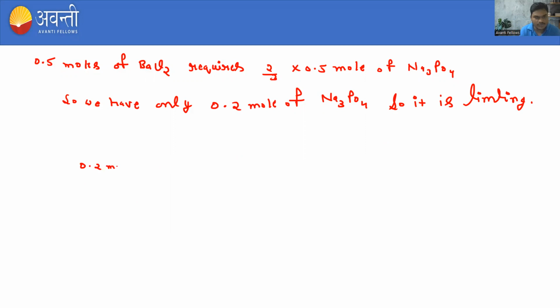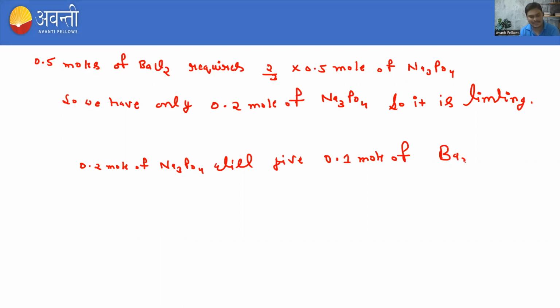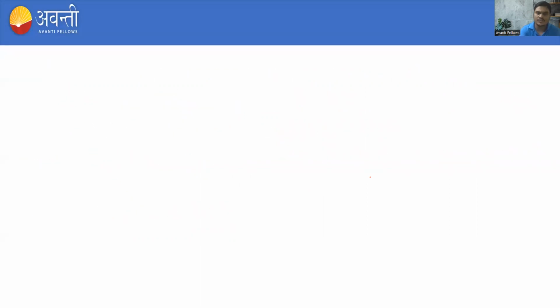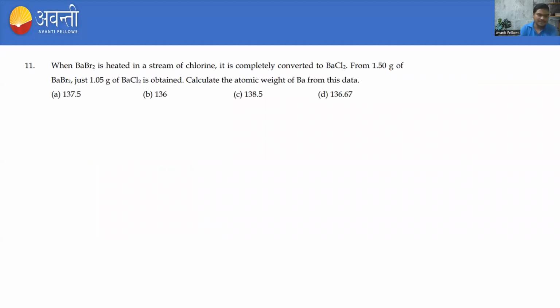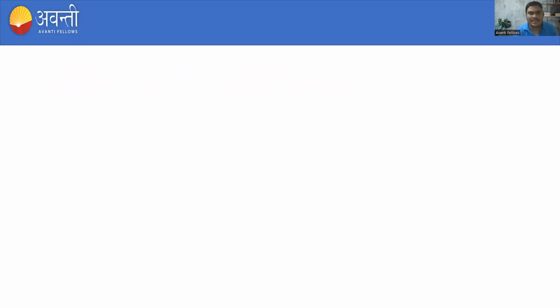So the 0.2 mole of Na3PO4 will give 0.1 mole of Ba3(PO4)2. So this is the answer, that is 0.1 mole. D is the correct option for this. Okay, I hope everyone got this. Okay, so let's see the next question.